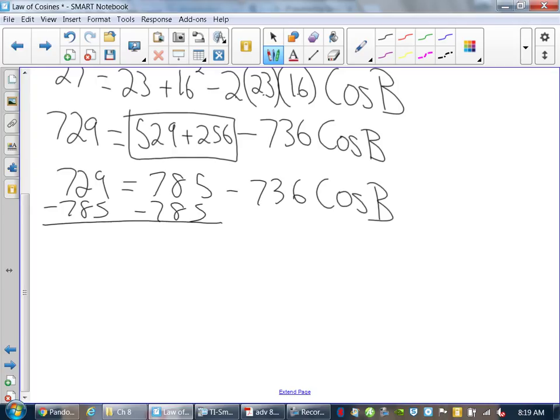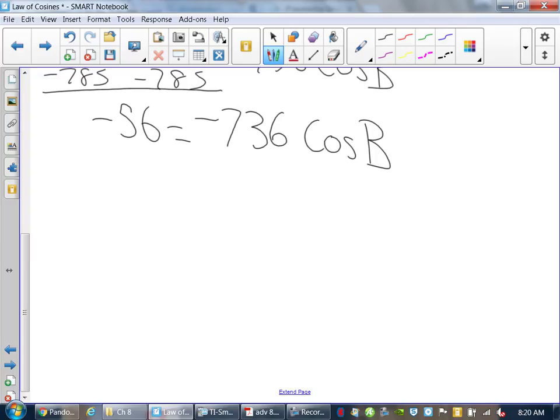So now 729 minus 785 gives you a negative, which is fine. Negative 56 equals negative 736 times the cosine of b. Again, we're doing the same math, which is bigger numbers. How do you undo multiply by negative 4? I would divide both sides by negative 4, and I would get my answer here. So what do I have to divide by now?